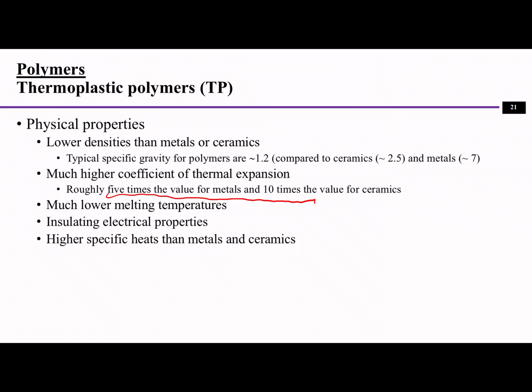Also, polymers, especially thermoplastics, can only operate in low temperature conditions. Because their melting temperature is low, if you increase the temperature, you damage their mechanical property, and that will affect their function. But thermoplastics have insulation property, so they do not conduct electricity.